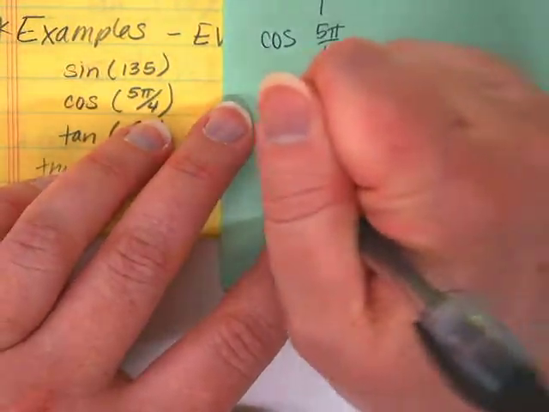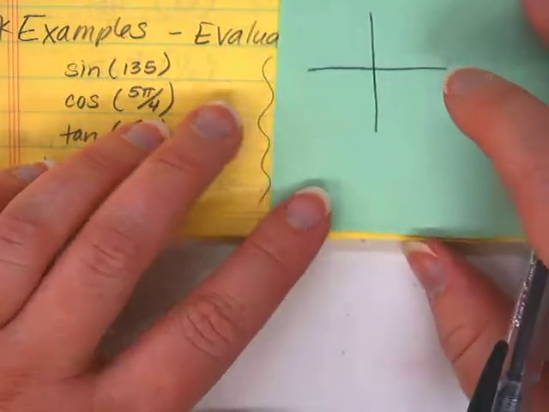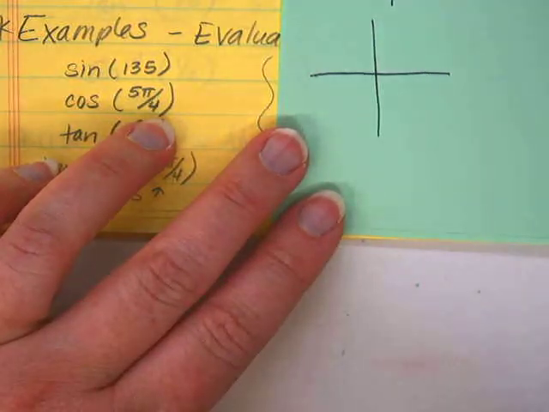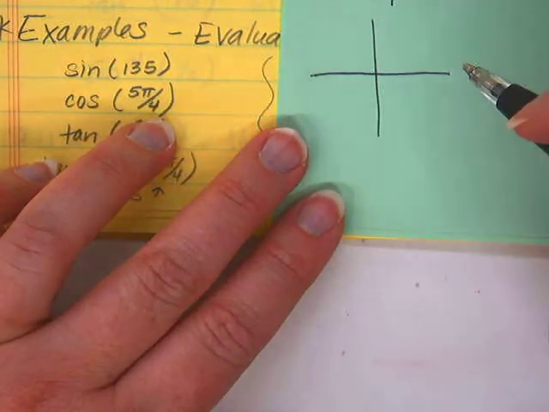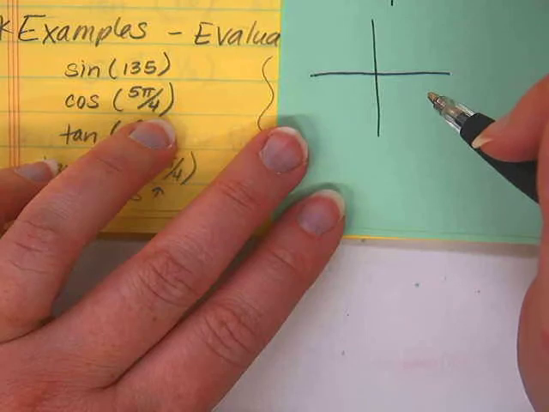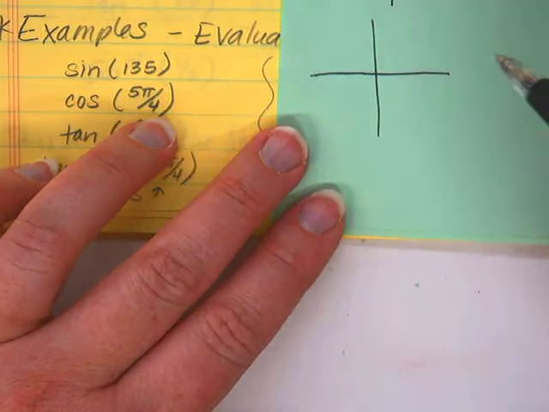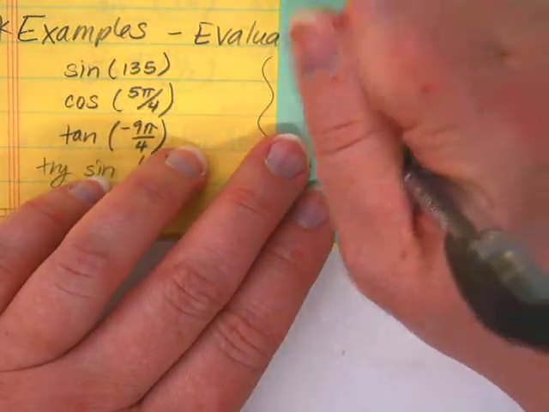Okay, cosine 5 pi fourths. What do we do first? Do you guys not want to do all these examples? You seem like you want to just move on. You want to just do it on your own. Can I just go through some of these quick?